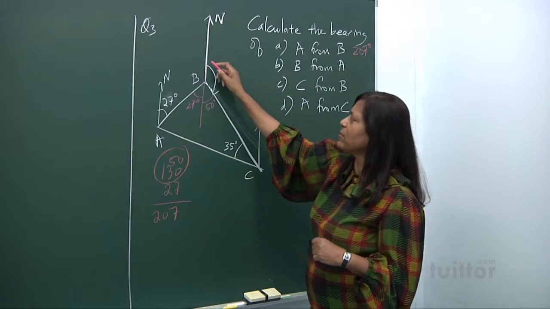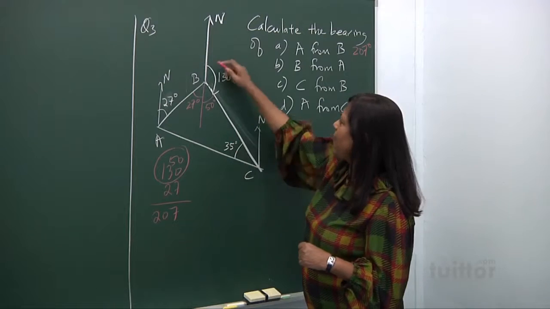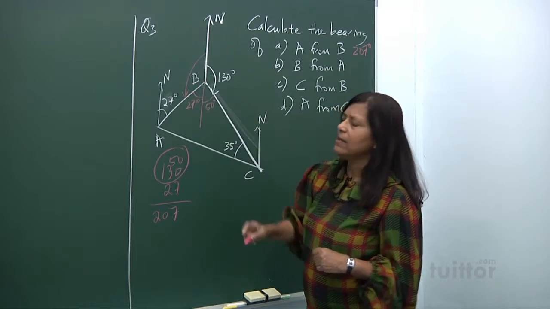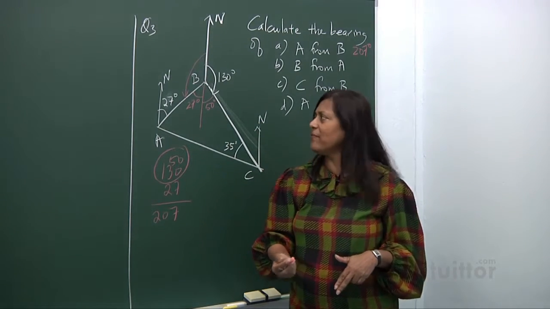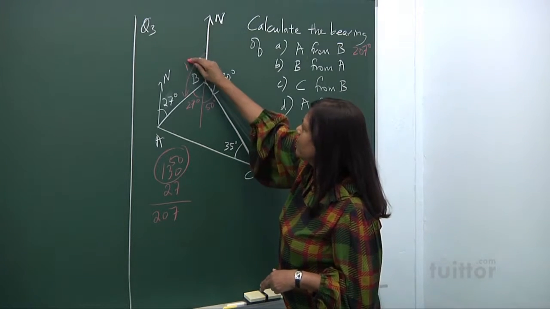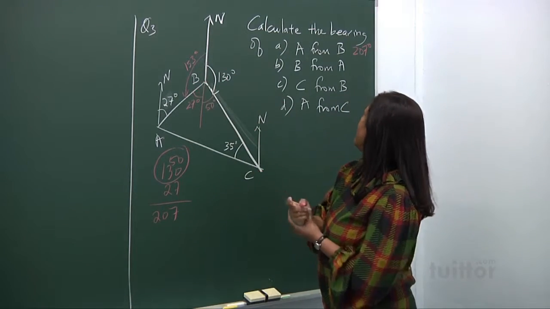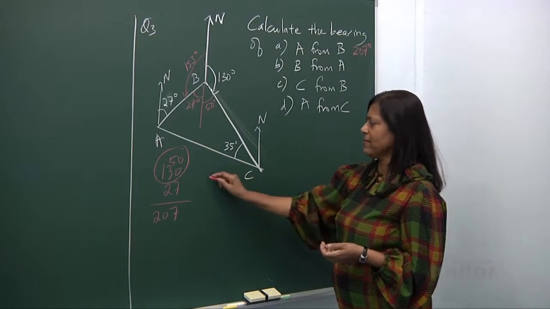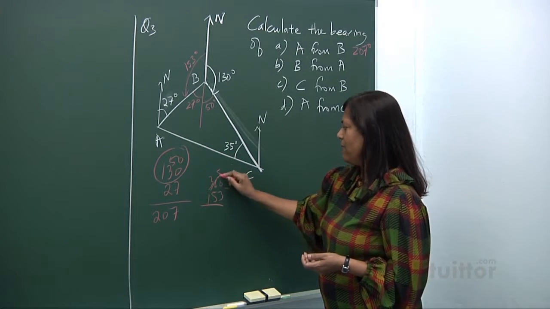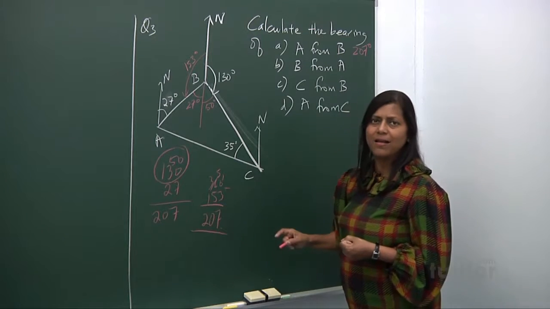The other way to do it is to find out what this is. These two are interior opposite angles. And then you take your 360, take away this. What's this angle? 180 minus 27, you get 153. Great. 360, take away 153. You borrow, you get 10, take away 3 is 7. This is 0. You still get the same answer.